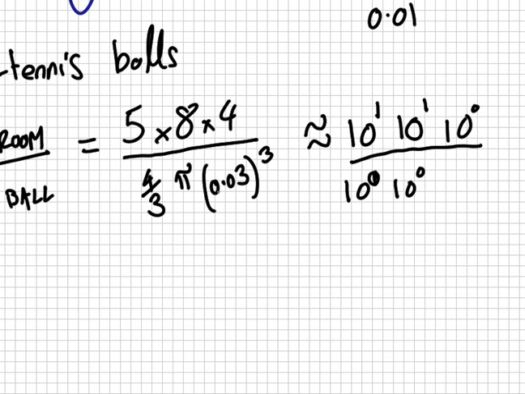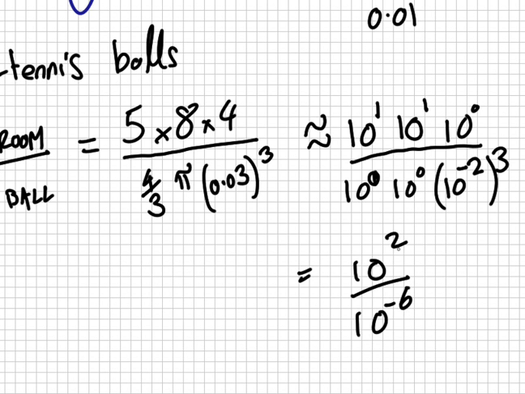Now, this is like 0.01. So what's that? It's 10 to the minus 2. You have 2 zeros. And then this is cubed, so add the powers. This is minus 6. Now don't worry, we have a maths class about powers, but this is minus 6. And you can type this in on your calculator, it'll be 8.